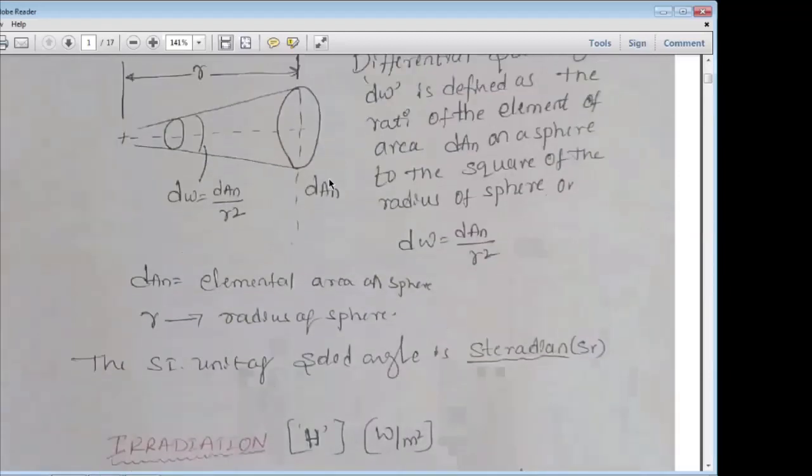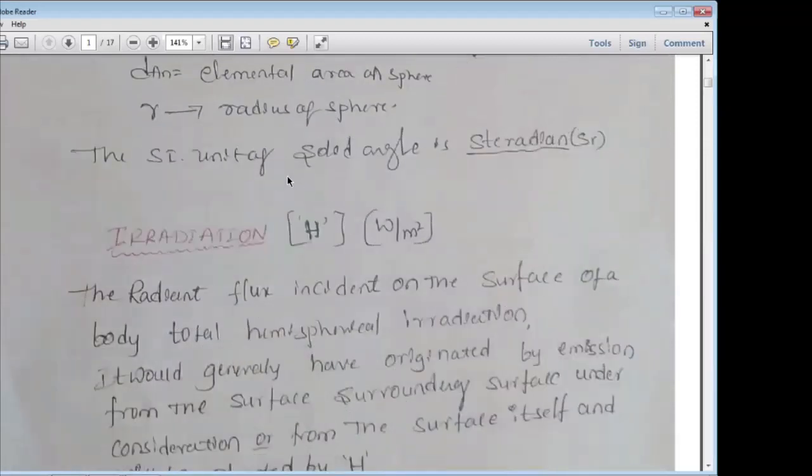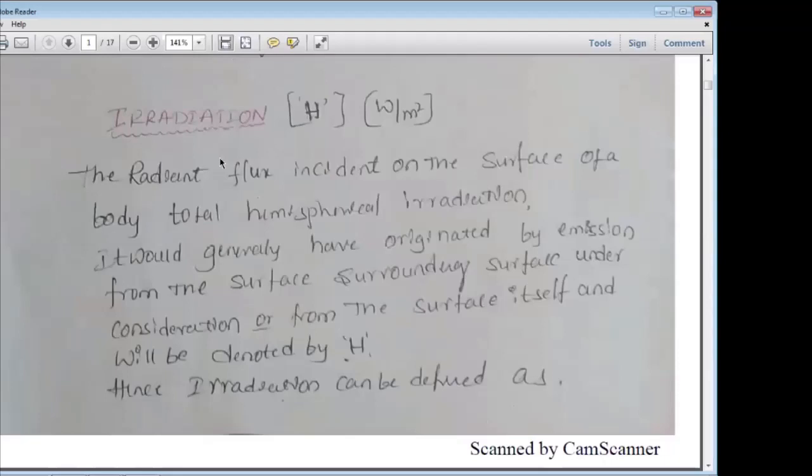We use the solid angle particularly in the calculations of the intensity of radiation. Today I will also cover the relation between the intensity of radiation and emission power. From the subject point of view, that derivation is very important. So we will consider what is irradiation. It is denoted by H, in watt per meter square.